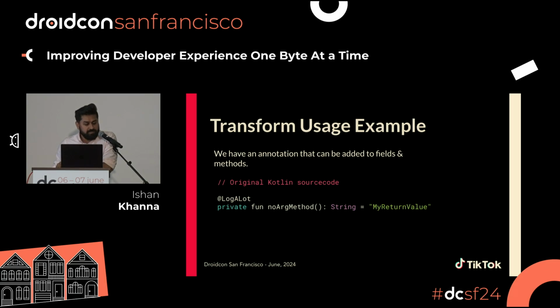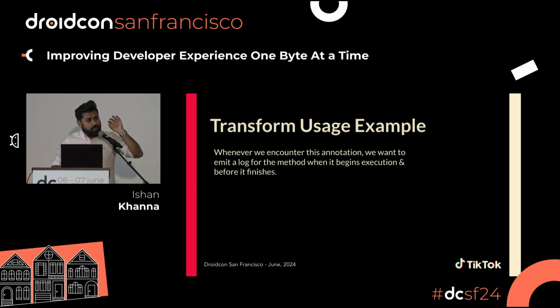Suppose we have a custom annotation in our project. It's called log-a-lot. And it looks something like the code snippet that we have here. We can annotate either a field or a method, and it's going to do something. We don't care what it does, but it's going to do something. Now, whenever we encounter this annotation, we want to emit a log for the method when it begins, and then when it finishes the execution.